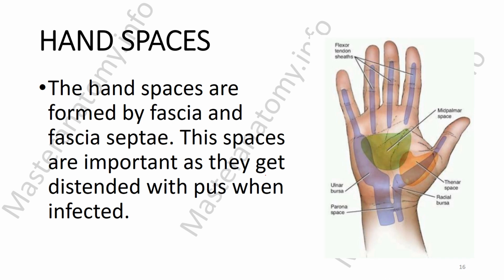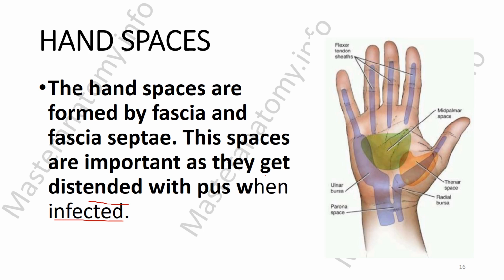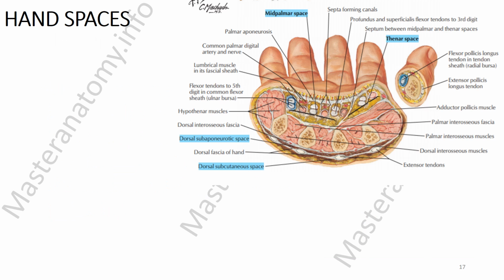Now beautifully we've completed the compartments of the hand, and now we move to the hand spaces. So these spaces are formed by fascia, and they are important as they get distended with pus when there is an infection in the hand. So the hand spaces are different from the hand compartments. So now we look at examples of the hand spaces.